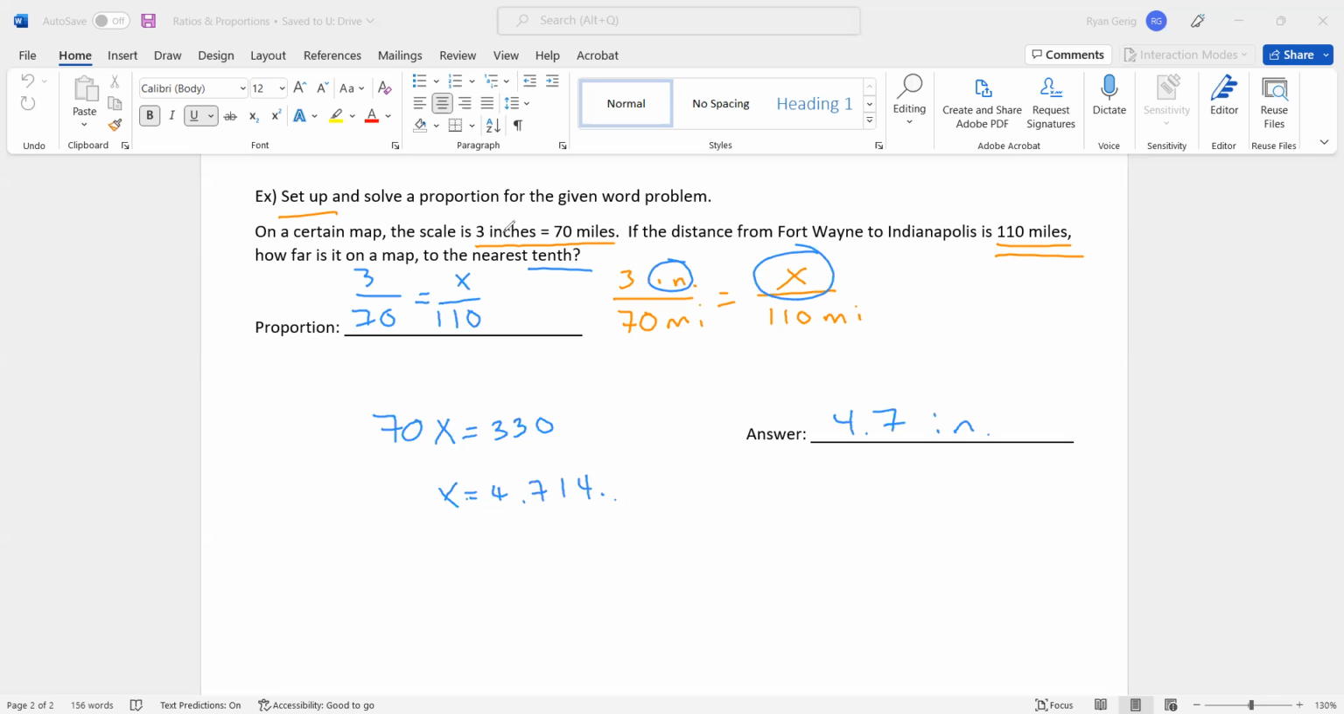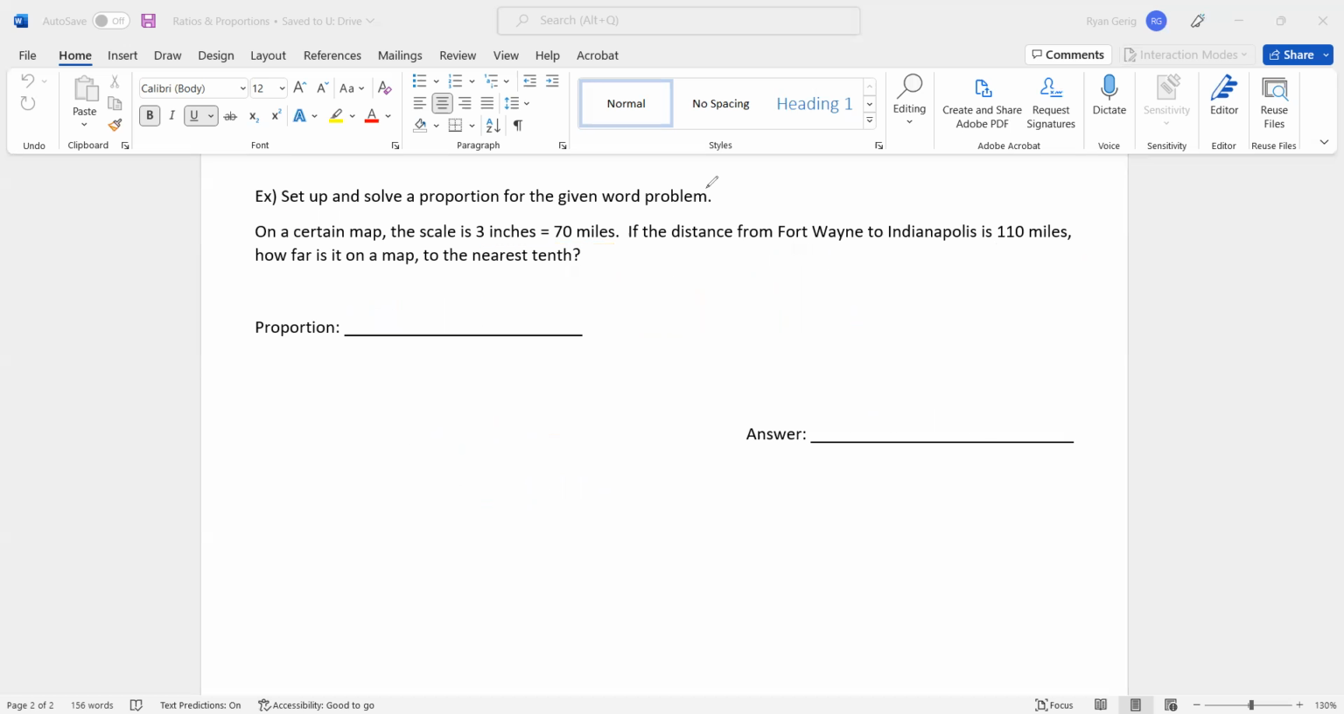Okay. And that's ratios and proportions. We'll take this to some figures in the next lesson. But make sure you understand the algebra in this one.